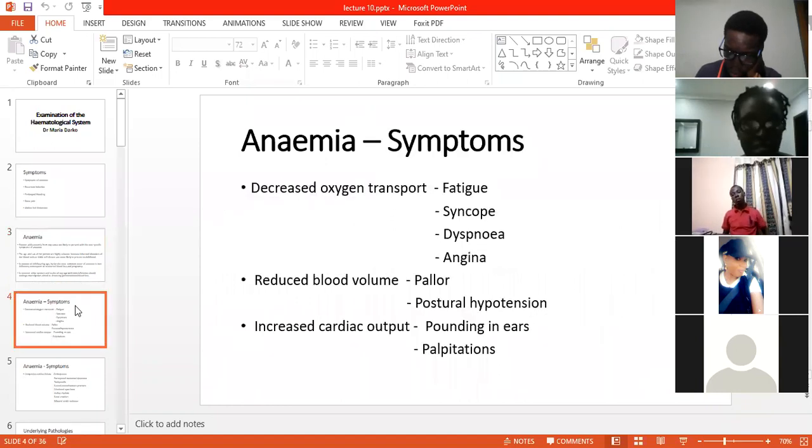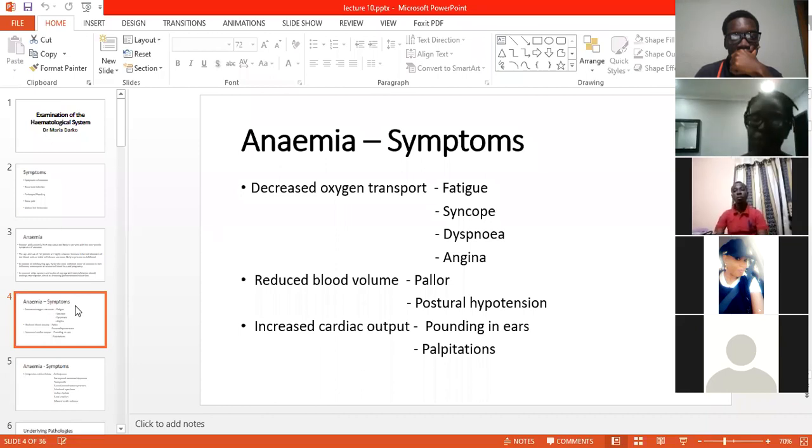Now, some of the symptoms are categorized according to the pathophysiology. So, you know that the hemoglobin is in the red blood cell, and that is what carries oxygen around. So, when there's anemia, there's decreased hemoglobin, and this would manifest as decreased oxygen transport. So, that would be seen as fatigue, syncope, dyspnea, and then angina, that is chest pain.